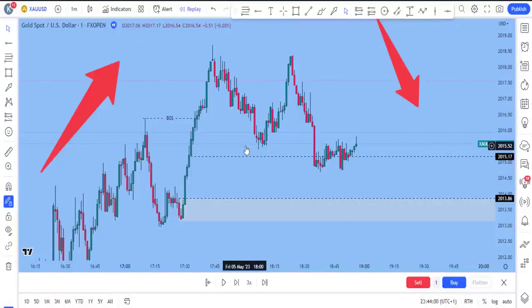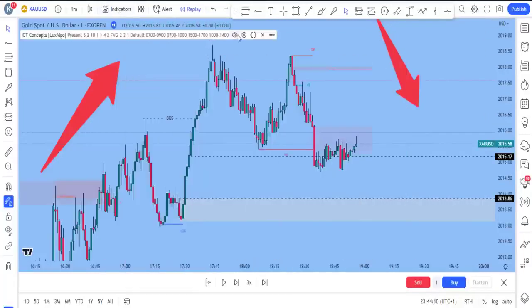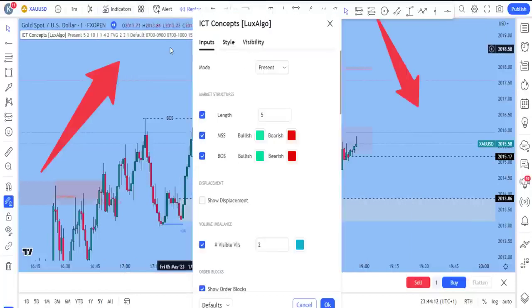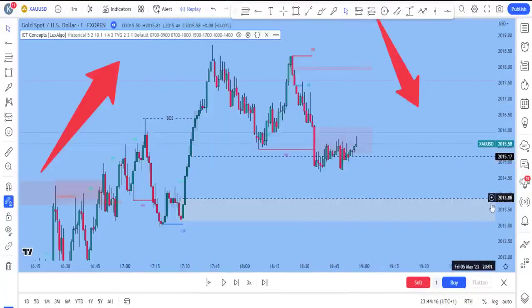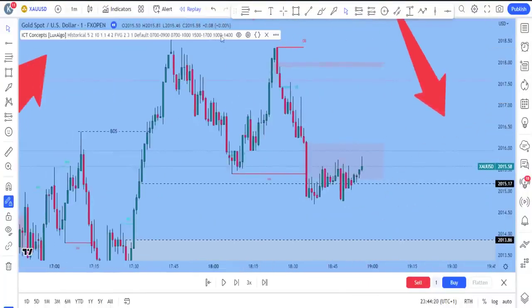Now, if you don't understand how to literally spot those levels, that is how to spot change of character or market structure shift, you can use this indicator. Simply use ICT concepts by Lux Algo. Let me show you that indicator, this one. It will help you to know exactly. Simply come to settings, change this to historical, and then click on OK. It will show you where the change of character or market structure shift happens.